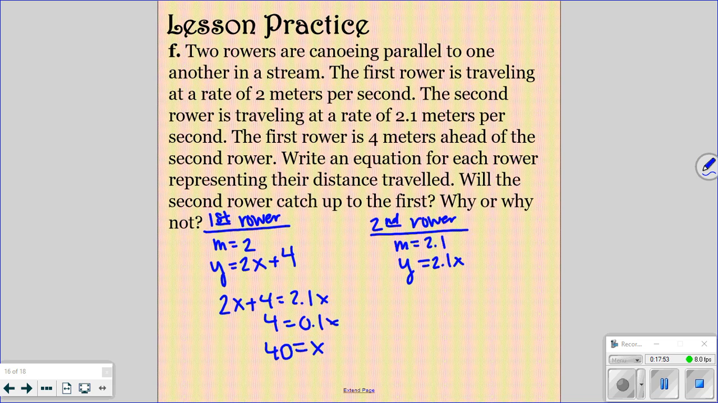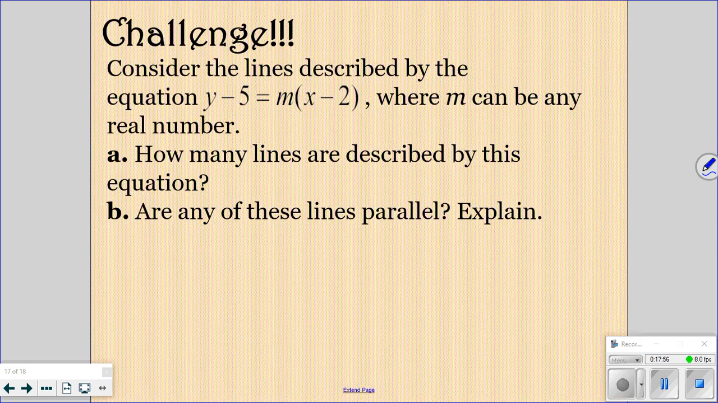Okay, so now we're going to look at our challenge question. So let's see if y'all can do this one by yourself, and then I'll go over it. So y'all go ahead and pause the video.